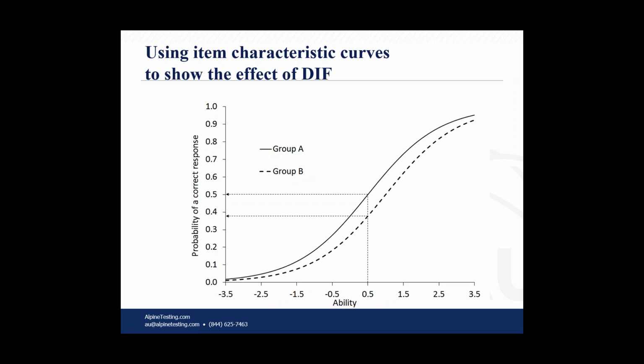Differential item functioning is a fairly sophisticated statistical activity, but it's an important one to do, and it's important that people understand why we're doing it. We could use a graph like this to help explain it.